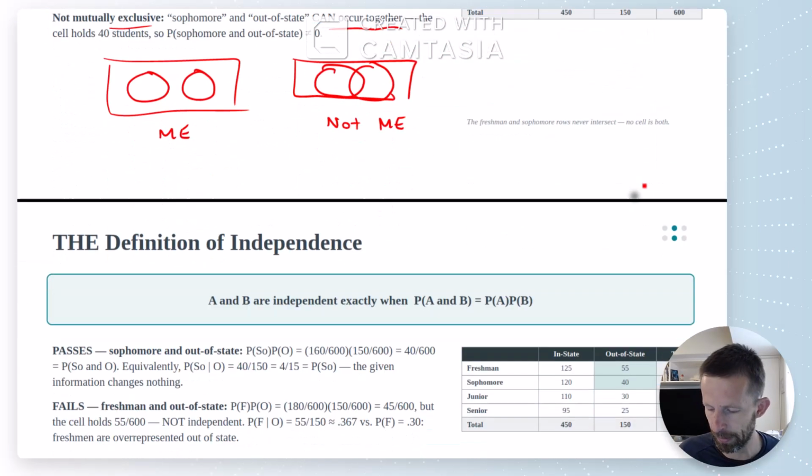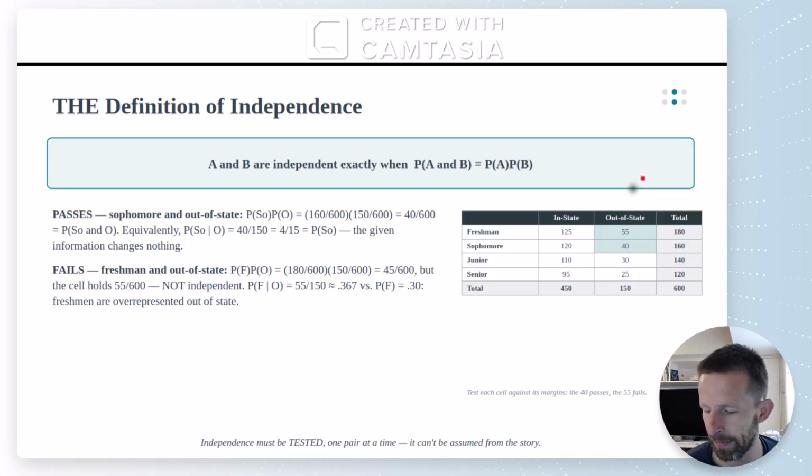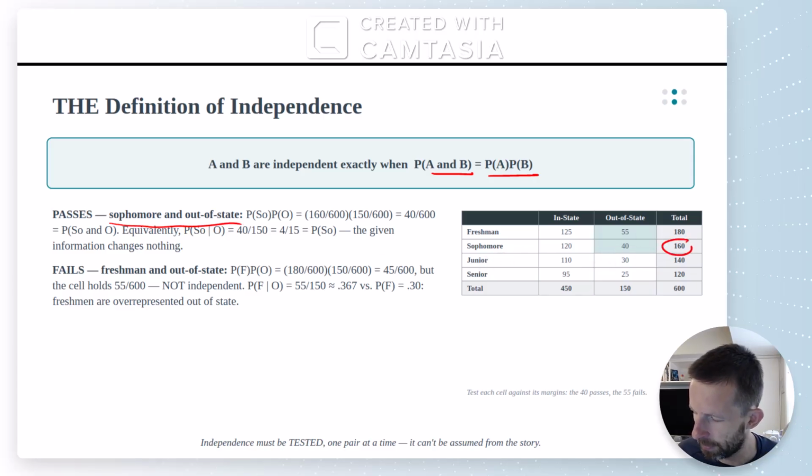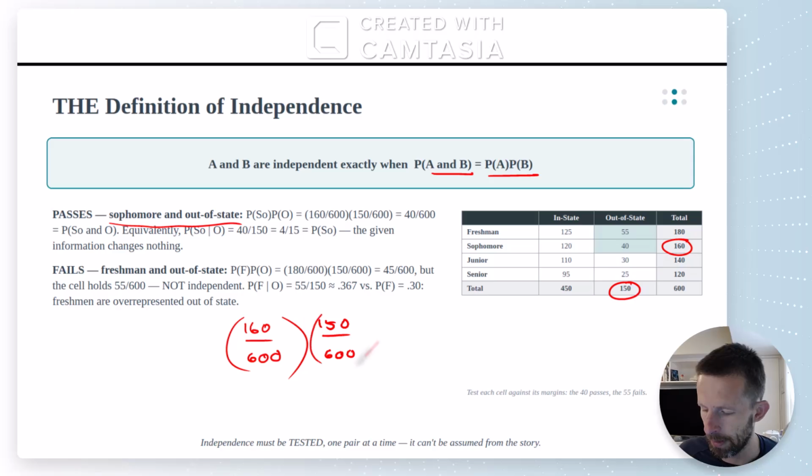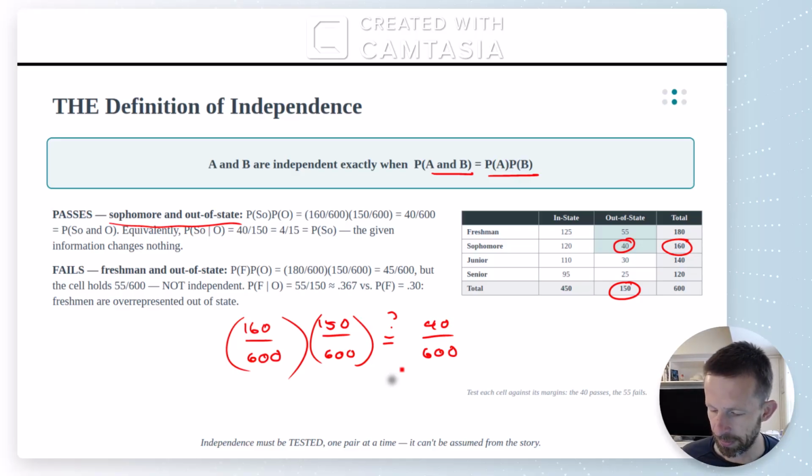The definition of independence. A and B are independent exactly when the probability of A and B is the probability of A times the probability of B. So for example, sophomore and out of state. The probability that someone is a sophomore is 160 out of 600. The probability that someone is out of state is 150 over 600. And is that the same as the probability that they are a sophomore and out of state? So is that the same as 40 over 600? If we actually do this calculation, we find that yes, that's true. Therefore, the two things are independent.